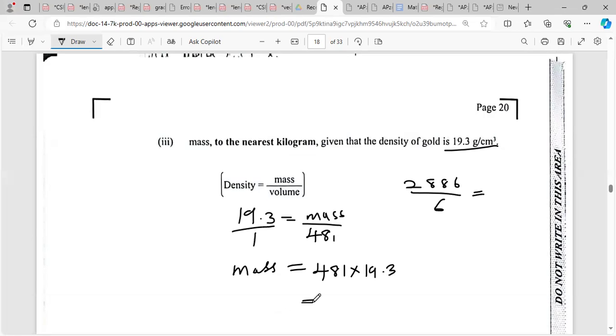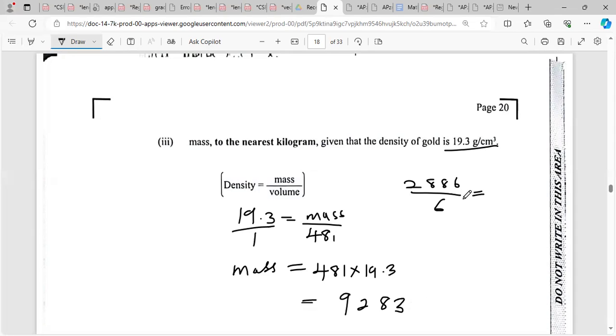481 times 19.3. That's the one. So it's 9283. 9283. It's a decimal point, 0.3.